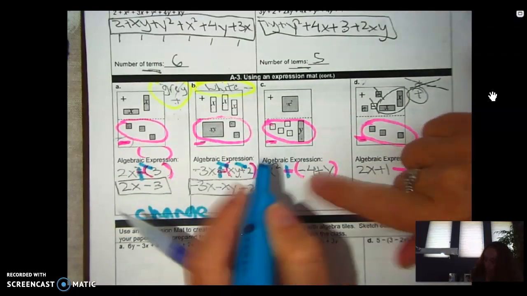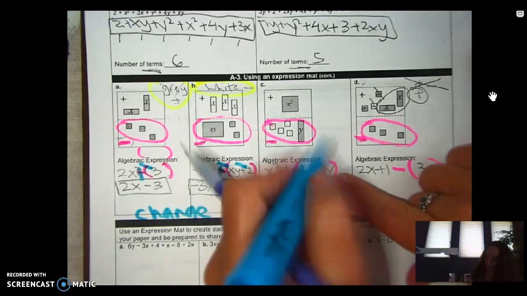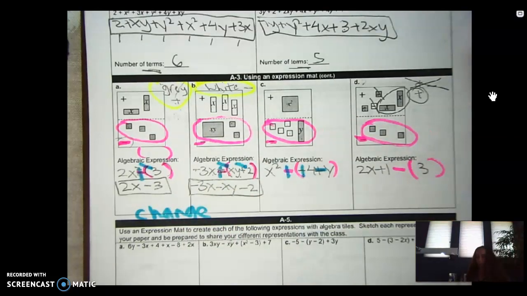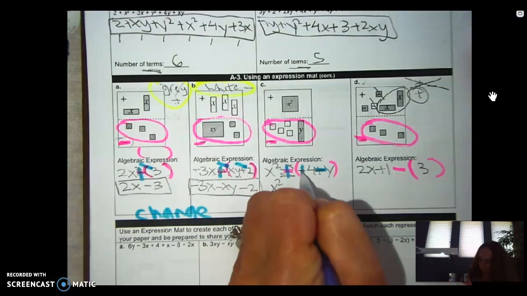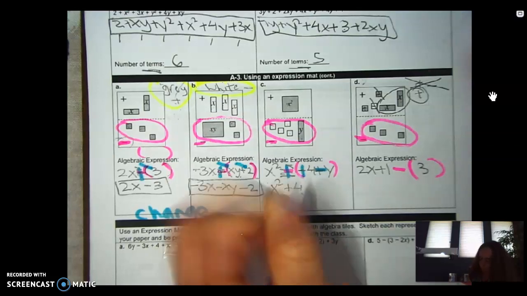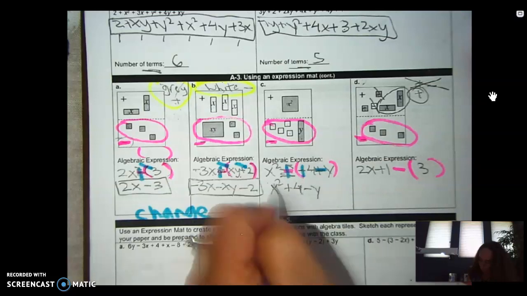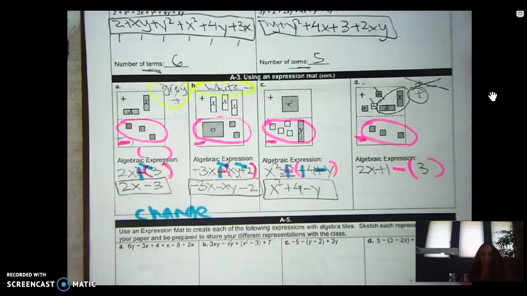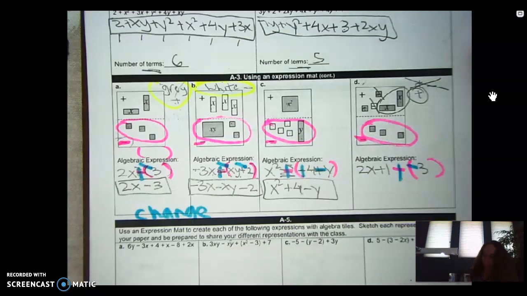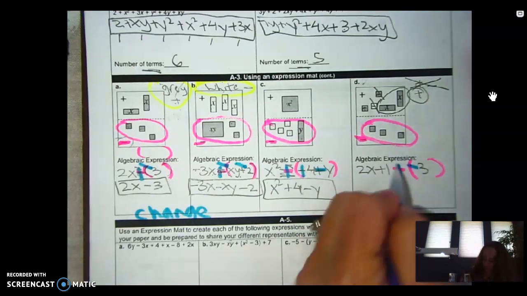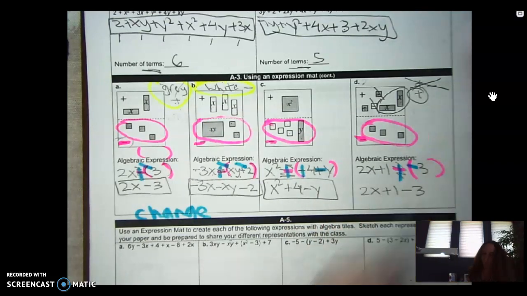This is a minus, or this is a minus, I changed to plus. This is also a plus, and this one's a minus. Change it. Okay? So that would be x squared, I don't need it, plus 4, oops, minus y. Whenever I see a minus, that's a plus, that's a minus. I don't need it. 2x plus 1 minus 3.